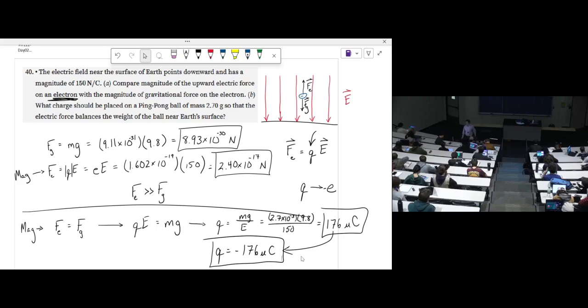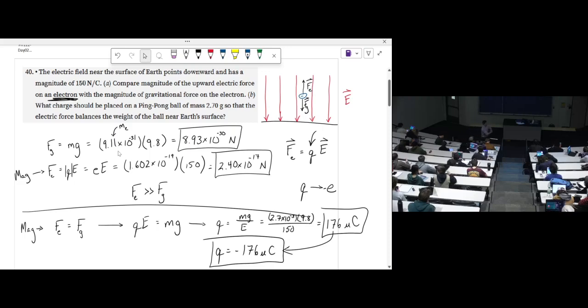For the 9.11, is that the mass of the... That's the mass of an electron. Again, on your equation sheet. 9.11 times 10 to the -31 kilograms.